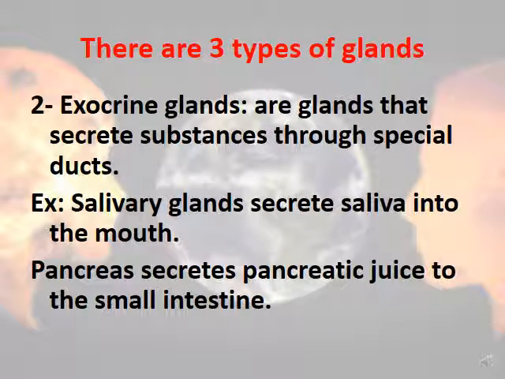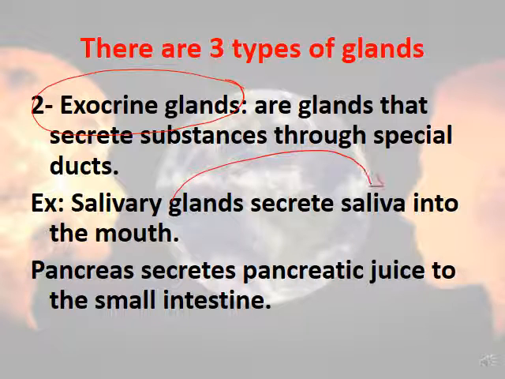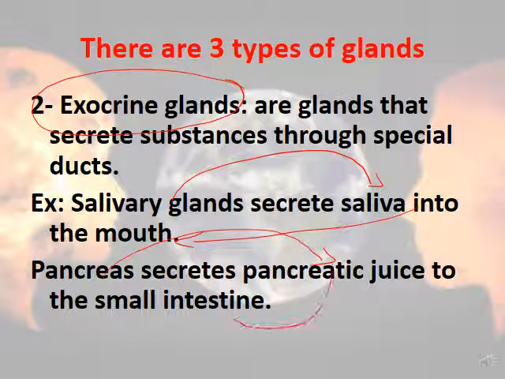The second type of glands is the exocrine glands. Exocrine glands secrete substances through special ducts. For example, salivary glands secrete saliva where? Into the mouth. For example, the pancreas secretes pancreatic juice where? Into the small intestine. So here, as you notice, the pancreas is involved in both types of glands.